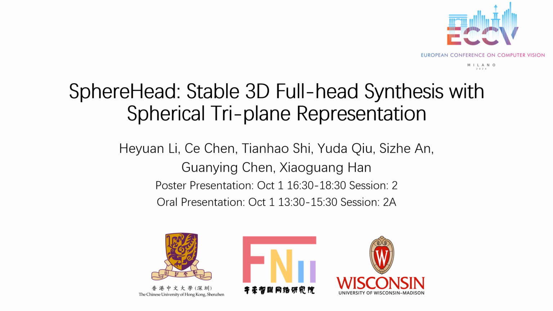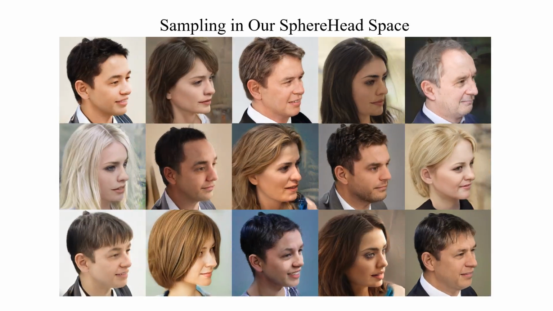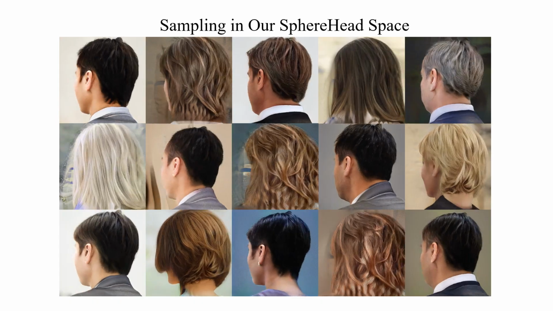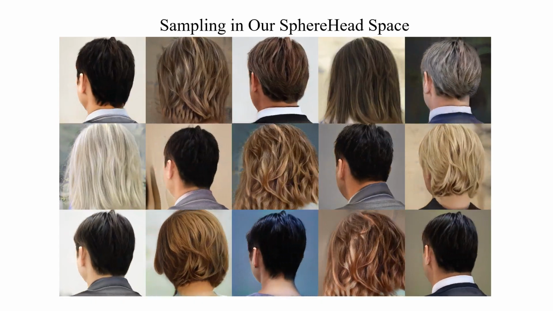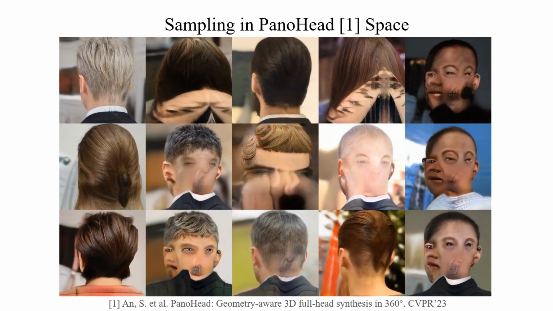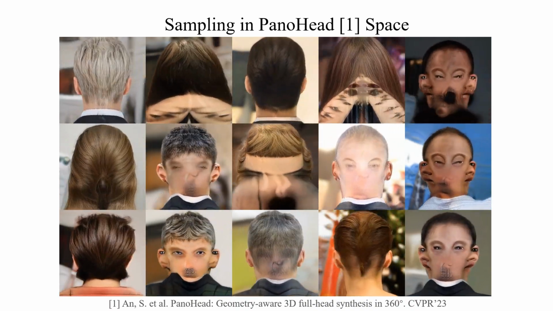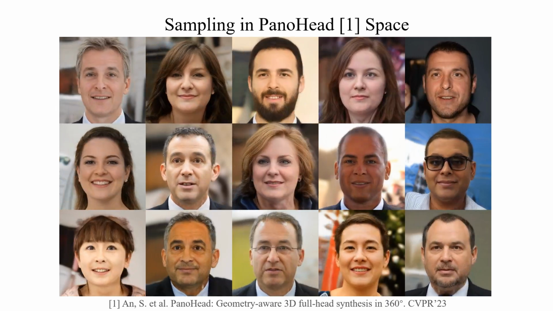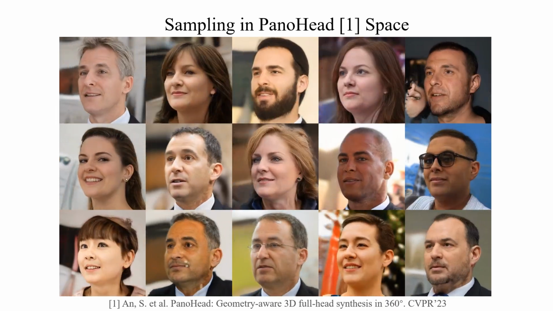Today, we're excited to introduce SphereHead, stable 3D full-head synthesis with spherical triplane representation. Our method produces realistic head images rendered from full-range views by adopting a novel spherical triplane representation and a view-image consistency loss. While existing 3D aware GANs are able to generate realistic near-frontal face images, they are still incapable of synthesizing a full 3D head viewable from all angles, especially from the back view.